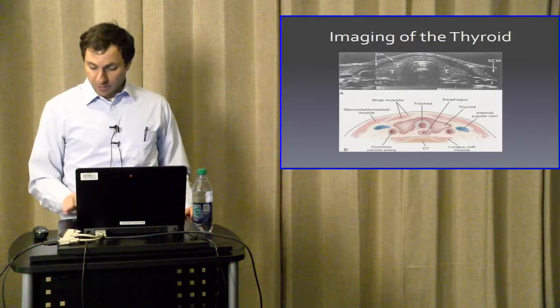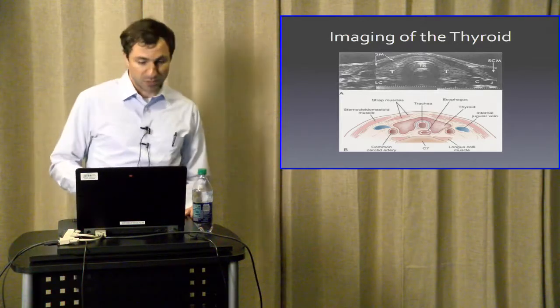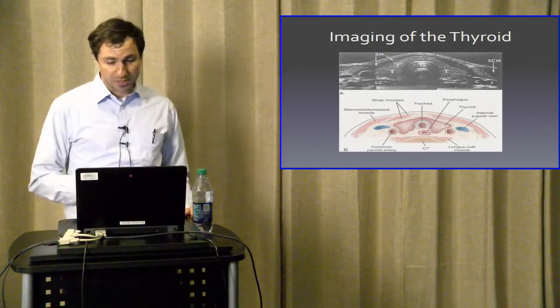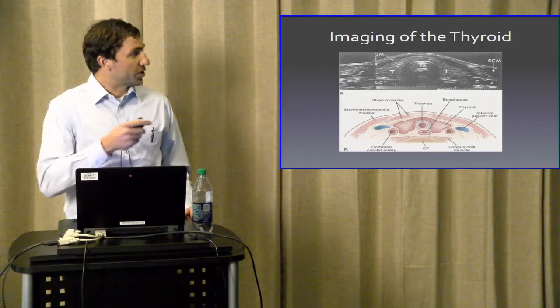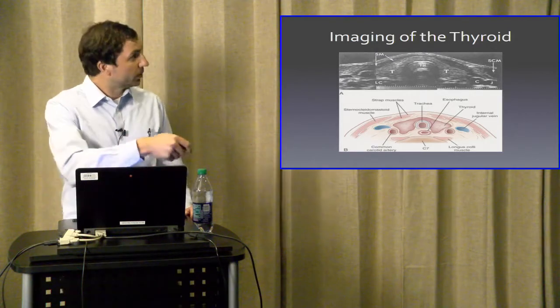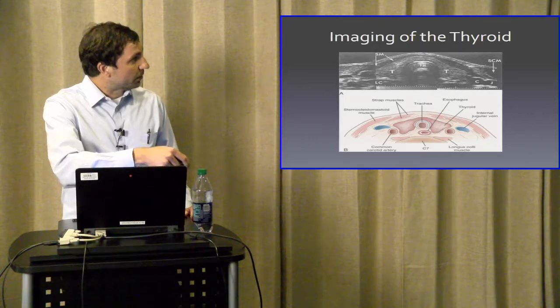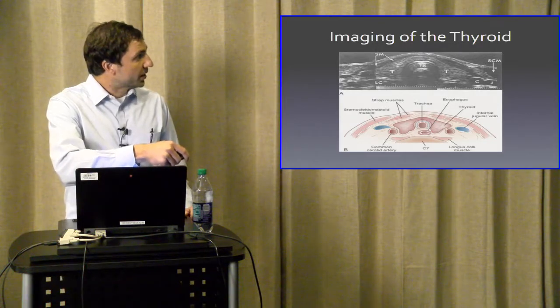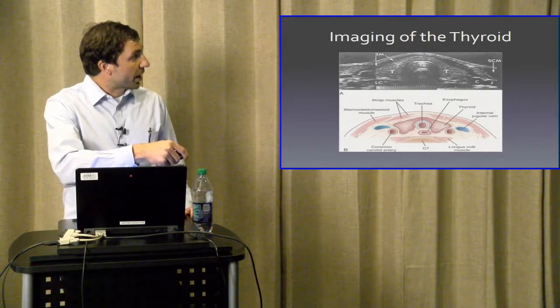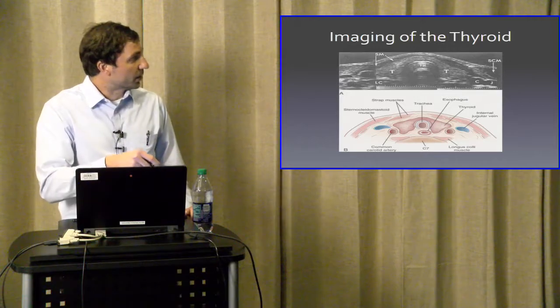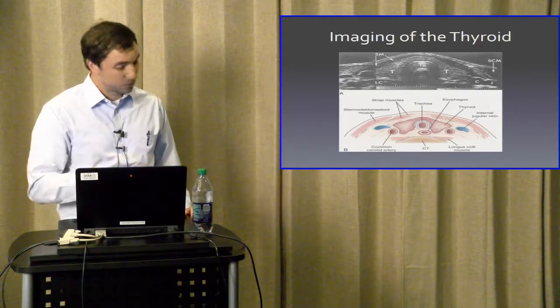So this is an older ultrasound image, but it gives you a good layout of the anatomy that we see. Imagine the patient's feet are coming out at you, so this is the right, this is the left, the trachea. These are the strap muscles, which we'll mention later because they're important to note.